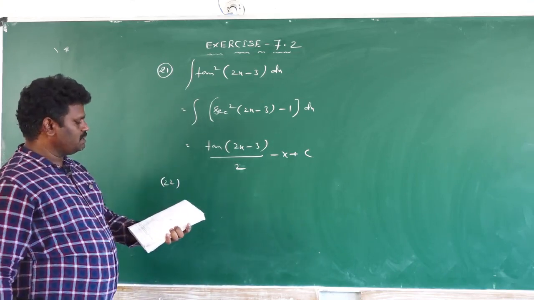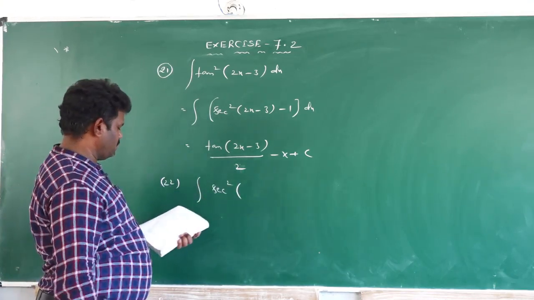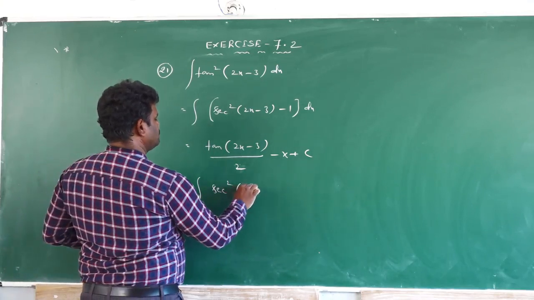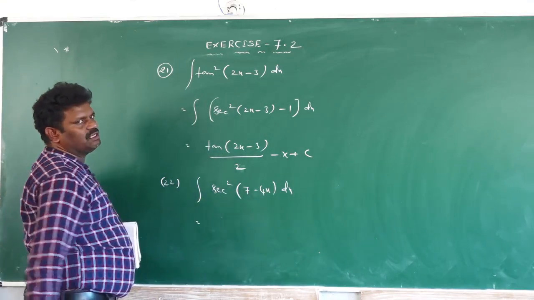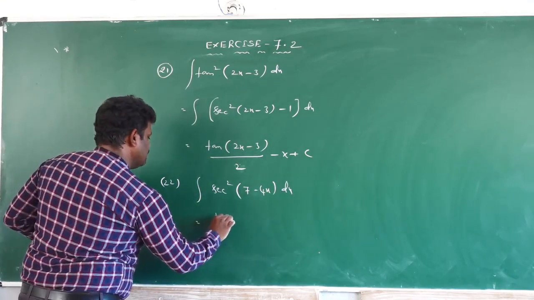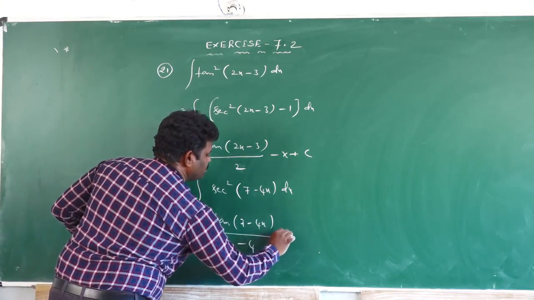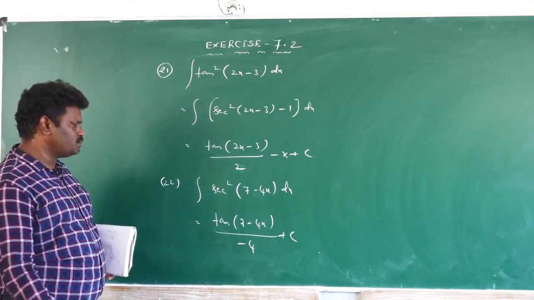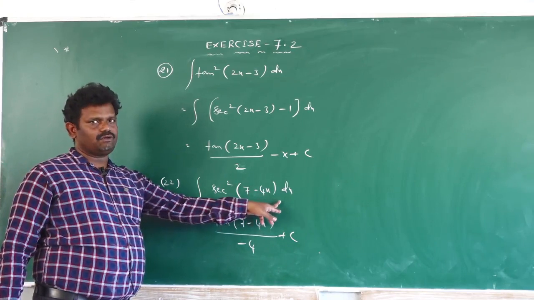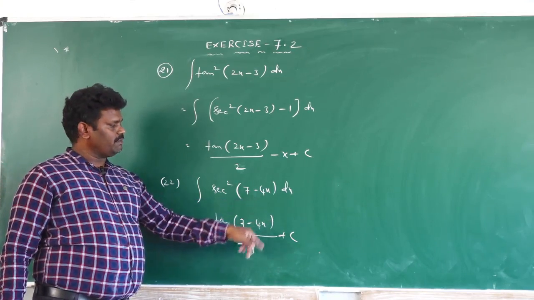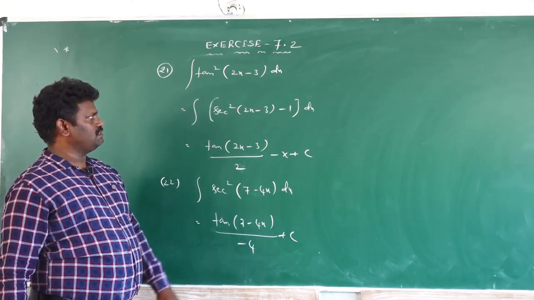Question 22: integral of secant square of 7 minus 4x into dx. The direct integral of secant square x is tan x. So we get tan of 7 minus 4x divided by minus 4, plus c. Otherwise, with substitution, 7 minus 4x is equal to t, minus 4 into dx is equal to dt, so dx is equal to dt by minus 4. Then we substitute this into the function. Okay?